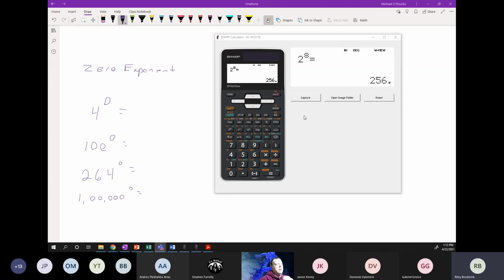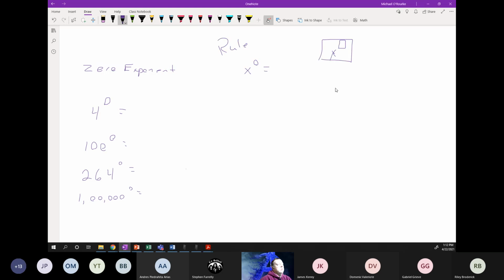Yeah. Go ahead. Okay? So any number to the power of 0 equals 1. No matter what you do, anything to the power of 0 equals 1. Okay? So that's 1, that's 1, that's 1, that's 1.